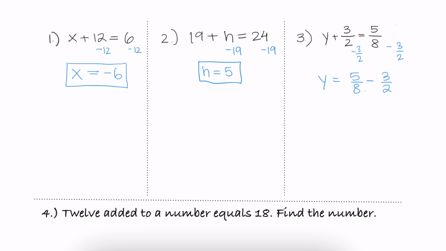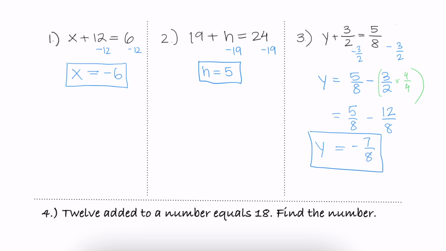And now we're going to have to get a common denominator. Let's change this 3/2. Let's multiply both top and bottom by 4/4. So that is going to give you 5/8 minus 12/8. That answer will be negative 7/8. There we go.